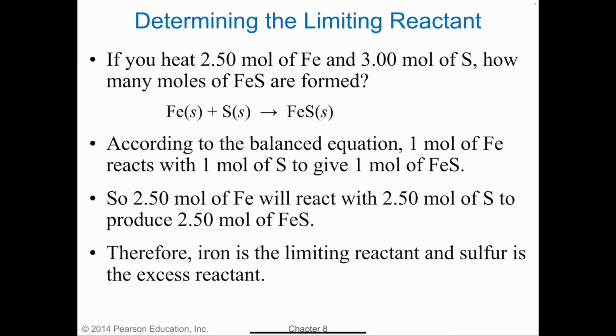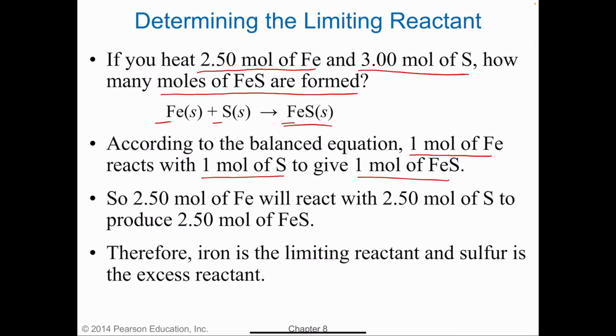So as an example with an actual chemical reaction, let's say we've got 2.5 moles of iron and 3.00 moles of sulfur. How many moles of product would be formed? So we have this iron sulfide product. Now, according to the balanced reaction, we've got 1 mole of iron reacting with 1 mole of sulfur to give 1 mole of product, because all of these have a 1 coefficient in front of them.